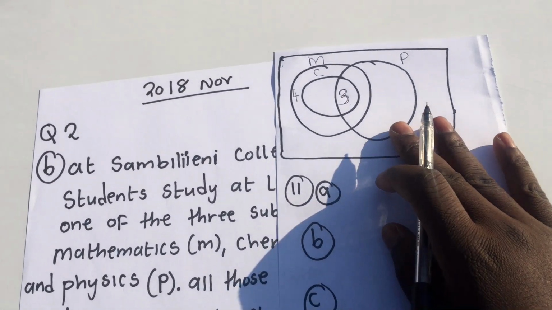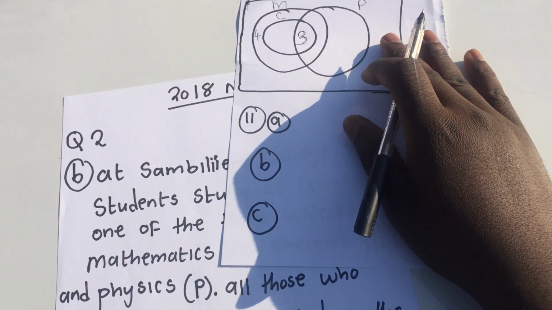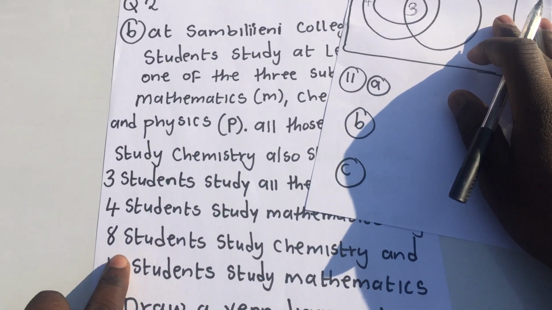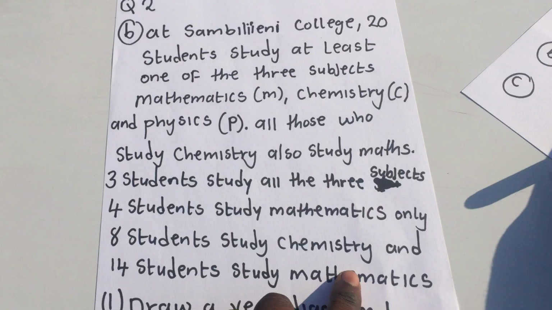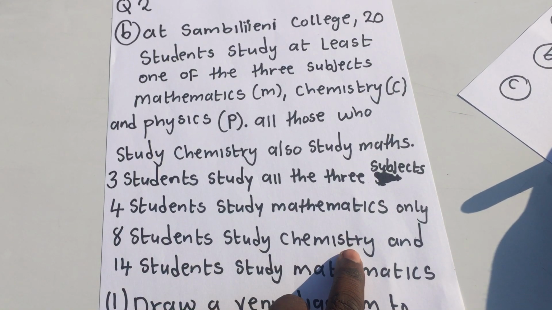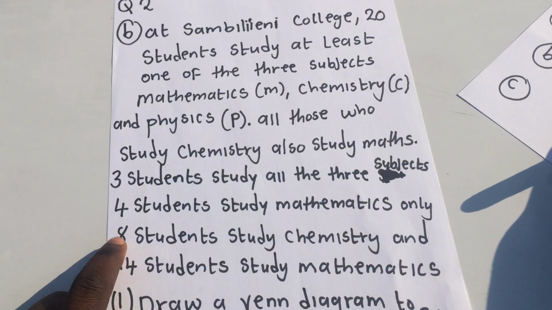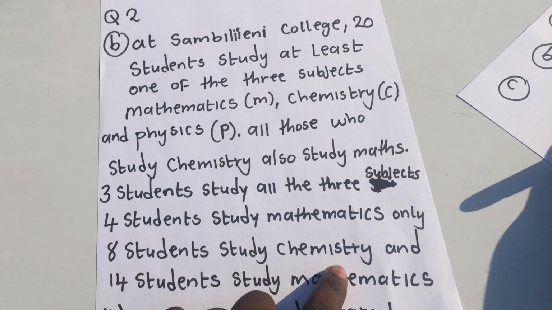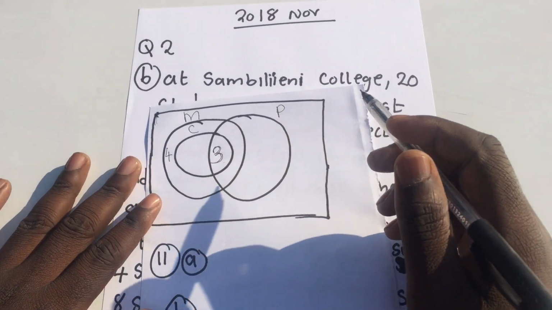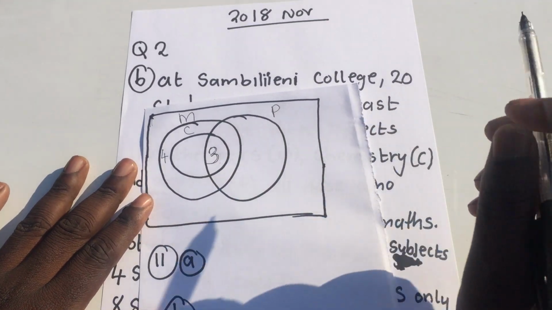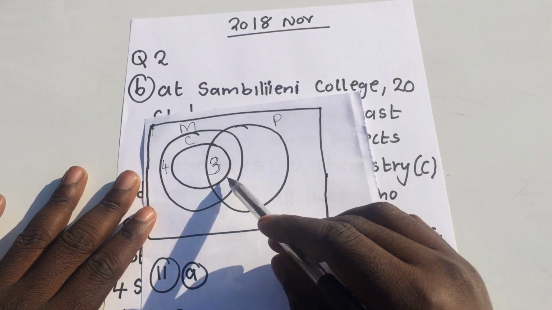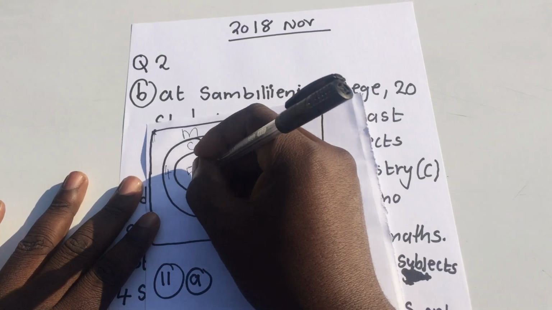The next thing, you come to chemistry. They told us 8 students study chemistry. Since there are 8 students who are studying chemistry, you say 8 minus 3. It's 5. So here you put 5.